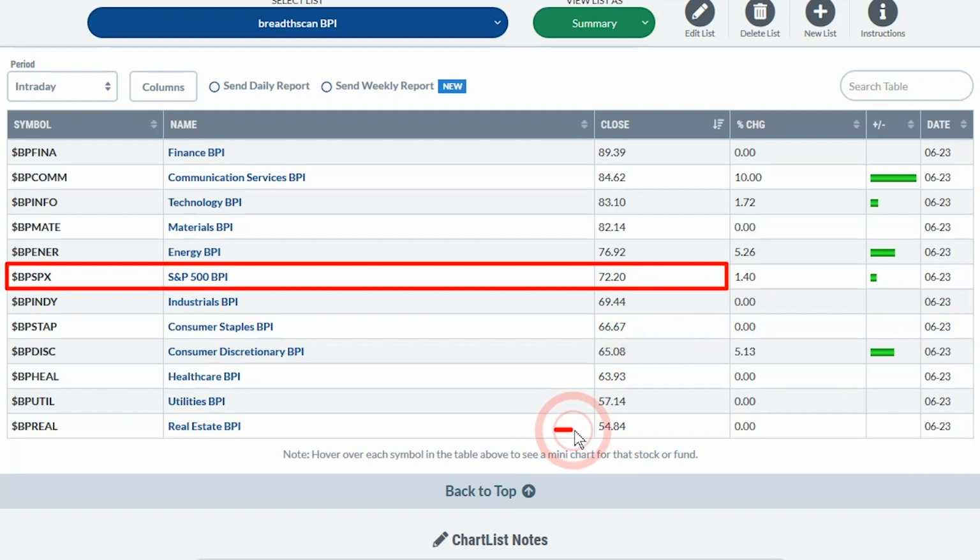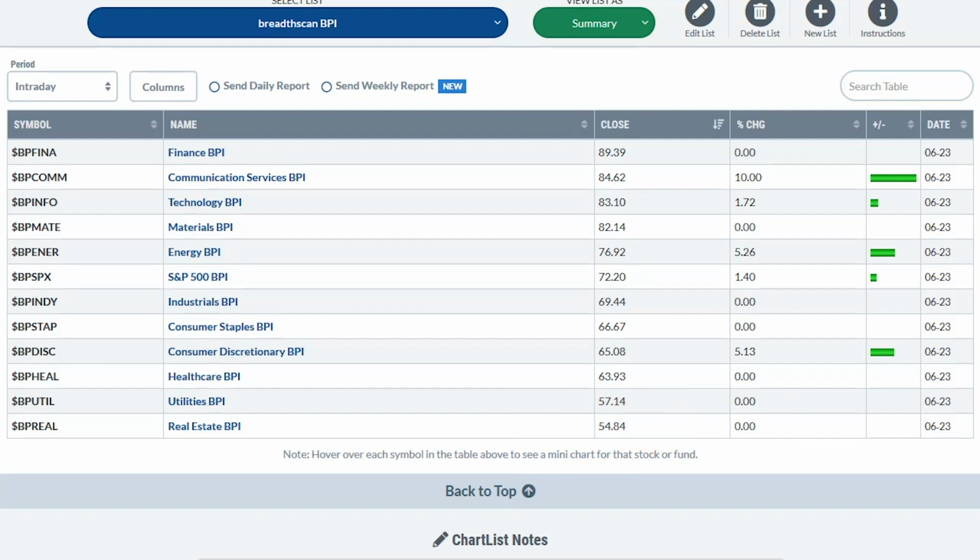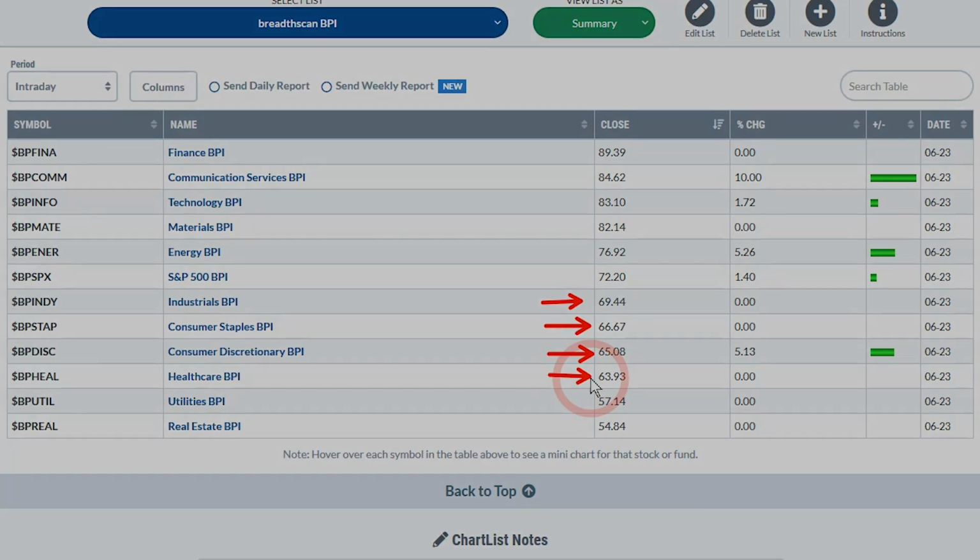You can see the weakest is real estate at 55%. And then you can see we've got industrials, 70%. That's okay. Staples, 67%. Consumer discretionary, 65%. Healthcare, 64%. So overall, these ones are still doing good. It's when you start to get readings below 40% that you're starting to see a lot of lower lows in the sector, and that is a negative sign because you're either getting a pullback or a trend reversal.